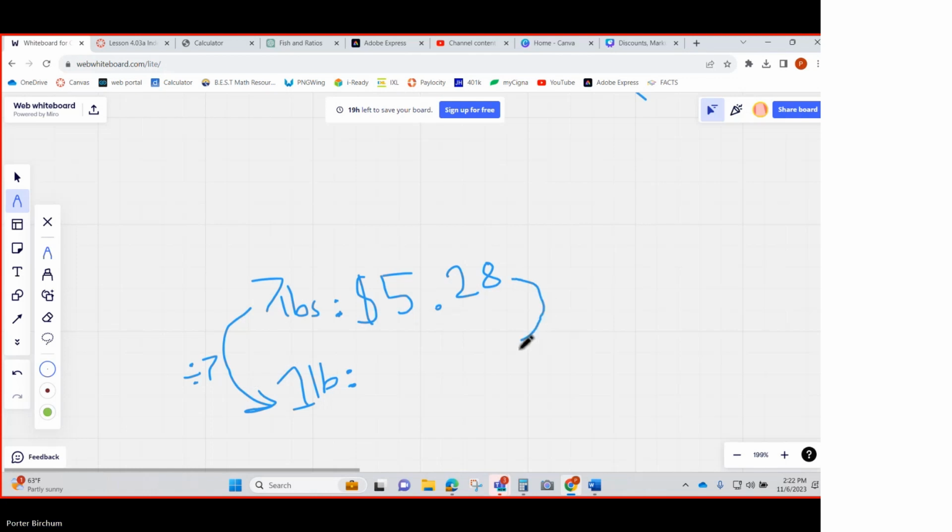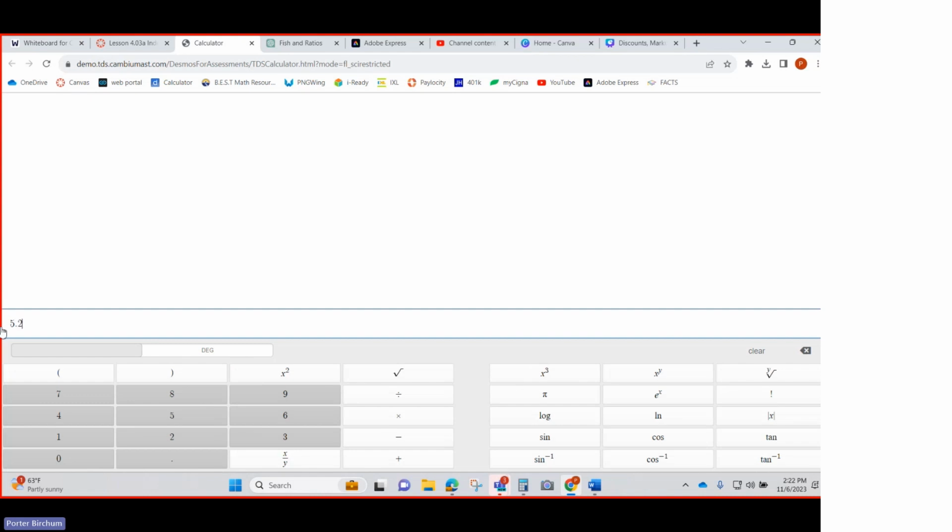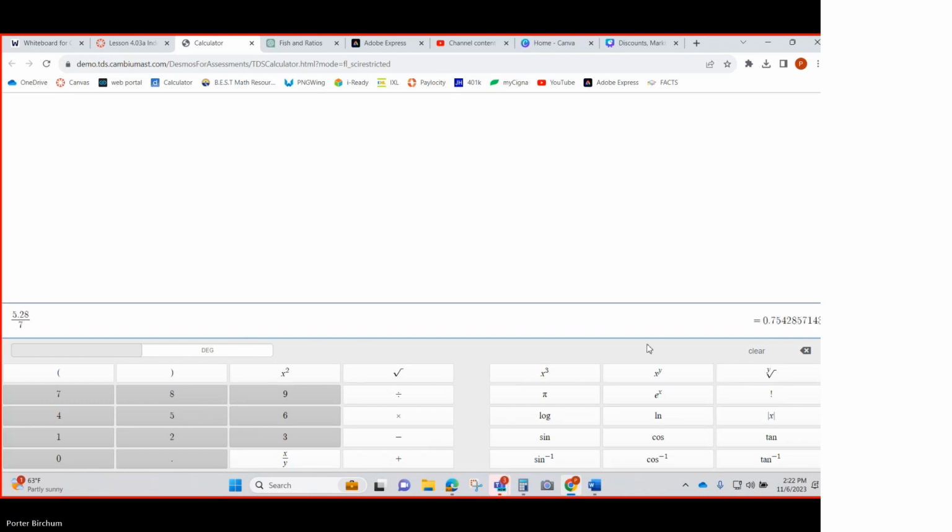So maybe I'll divide this by 7 also and see if my answer makes sense. Divide that by 7 also. 5.28 divided by 7. Oh, and it said round to the nearest cent. So when I round to the nearest hundredths place, I look at the thousandths place. Is 4 closer to 10 or is it closer to 0? It's closer to 0. So I round down, making all these numbers disappear. So 0.75.